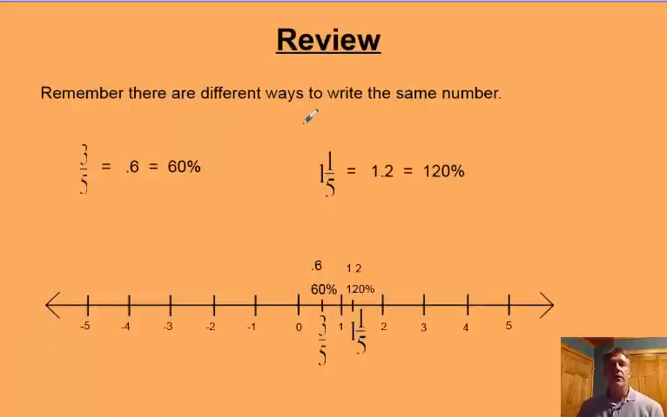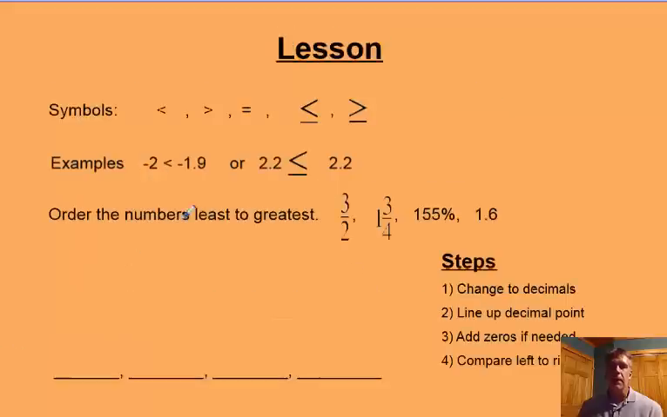Alright, let's review. Remember, there's different ways to write the same number. For example, if you have 3/5, well, that's equal to 0.6 if I divide it. And that's equal if I kick it over to 60%. They all are on the same spot on a number line. Same with 1 1/5. 1 1/5 is 1.2, which is the same as 120%. They're all a little bit past 1. They're the same exact spot, just different ways to write them. So with that in mind, let's start our lesson.